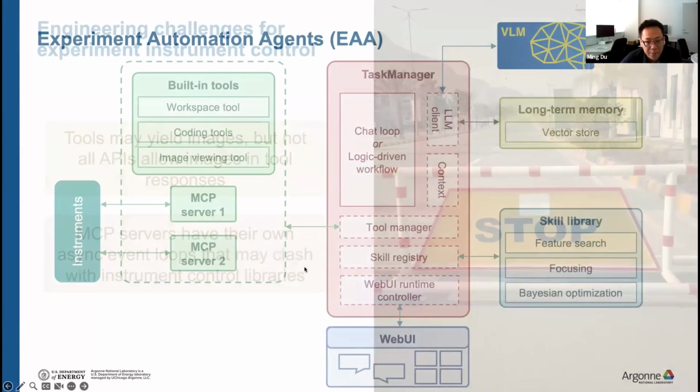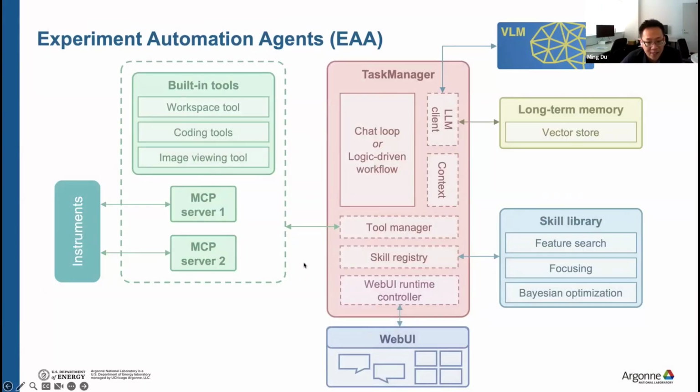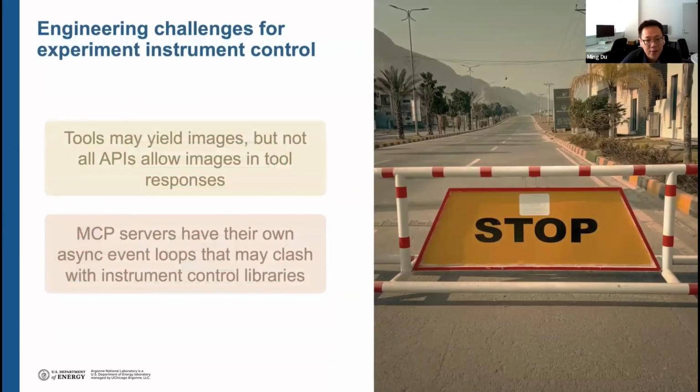So at this point, everything is actually pretty generic. I would say most of the things are what you can find in a very typical agentic workflow. So what's special, or rather, what are the main challenges in building an agentic framework for instrument control? From the engineering point of view, there are two main challenges.